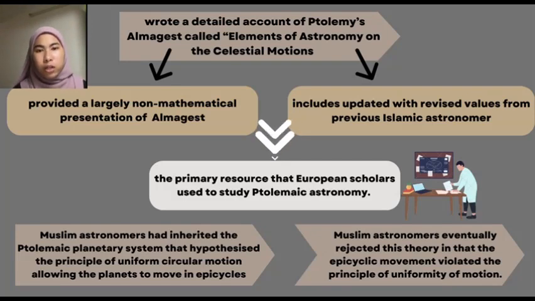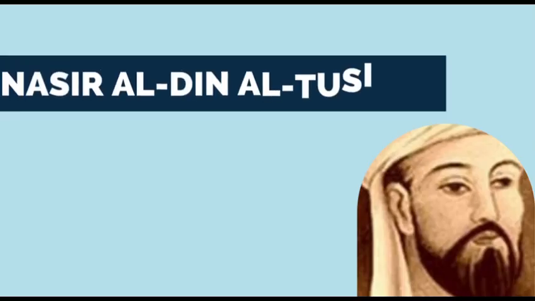As discussed before, the Muslim scholars mostly made improvements or studies on the Ptolemaic system, which had been studied by the ancient astronomers. They studied the Ptolemaic system further, and found that there is a movement called the epicycle. Studying this epicycle further, they found that it violated the principle of uniformity of motion. Therefore, they came to reject this epicycle theory.